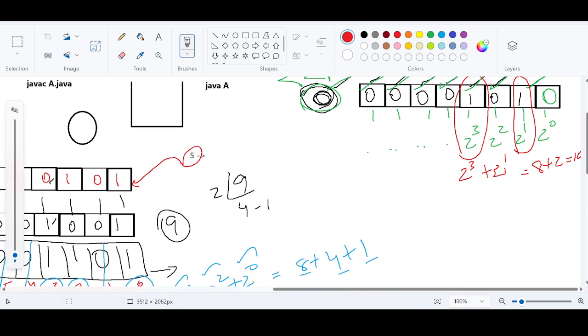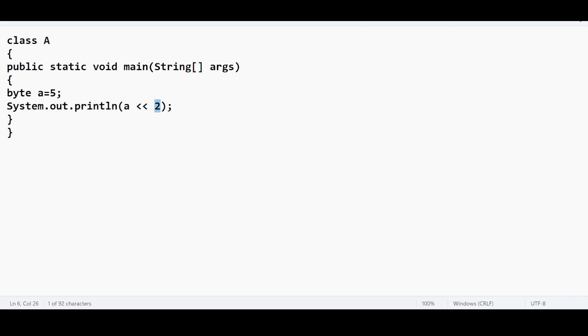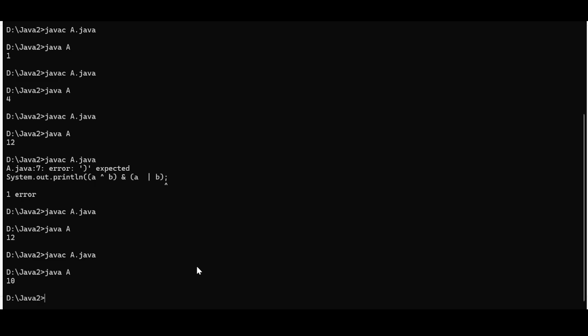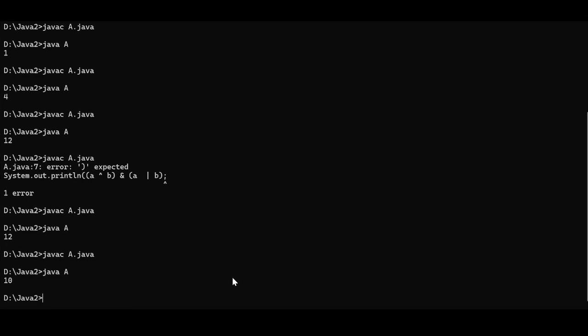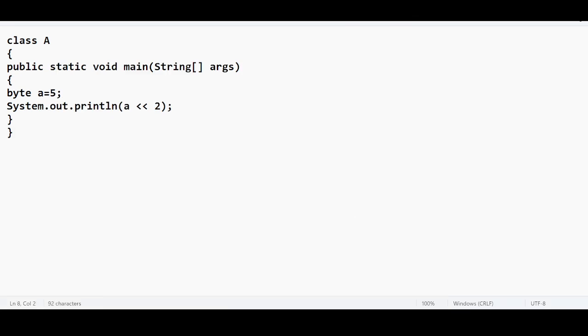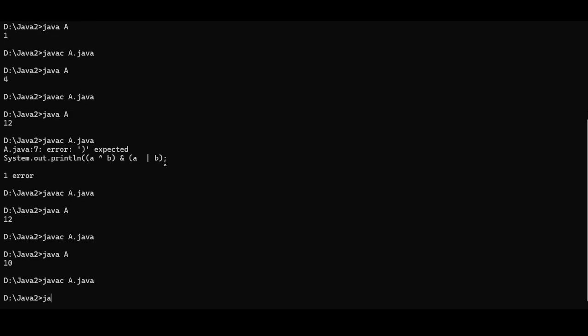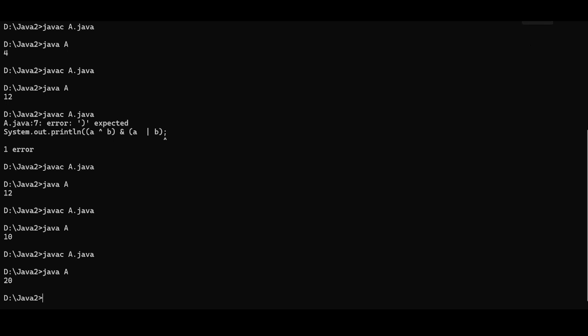You all agree with Sudhir, everyone? Prasanna, Purnima. Let us see. javac A.java, java A. So 20 is the right answer.